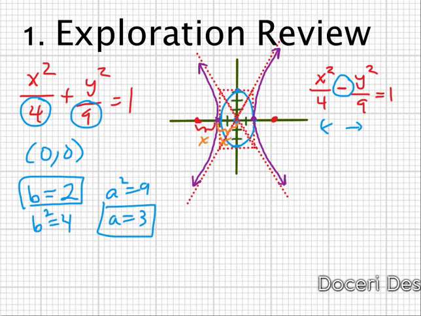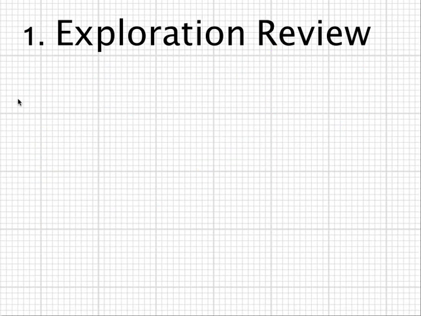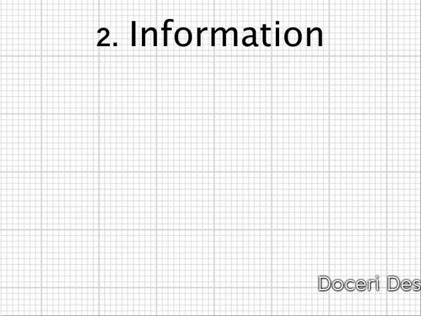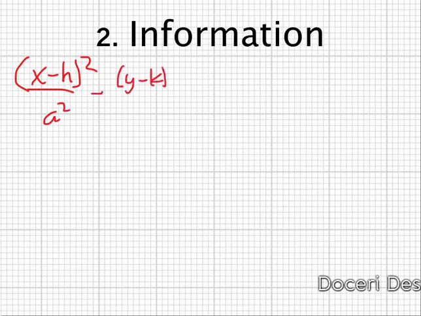Alright, so that's kind of what we did in exploration. So let's move on to some extra information here. One key piece of information is, again, the equation of a hyperbola is x minus h squared over a squared minus y minus k squared over b squared equal to 1. If you have it look like this, then your hyperbola is going to go left to right.